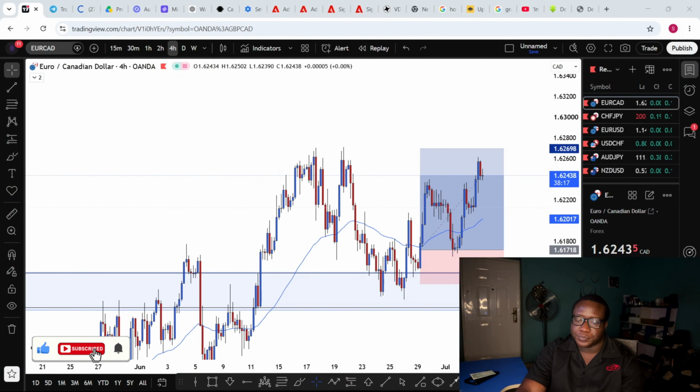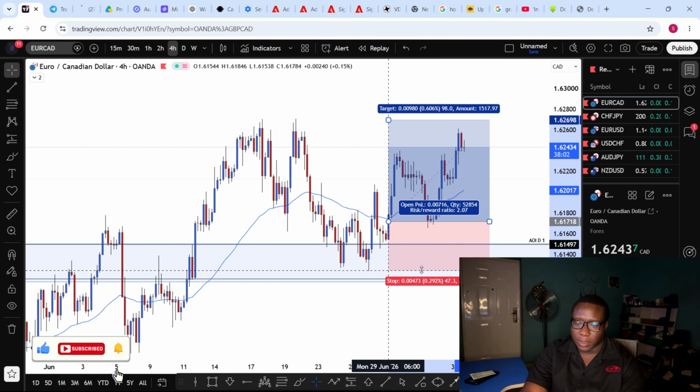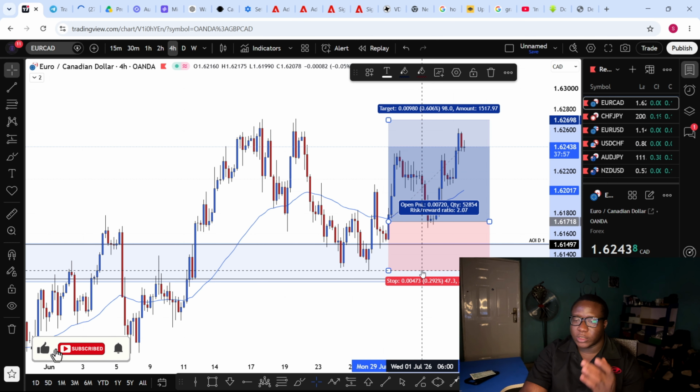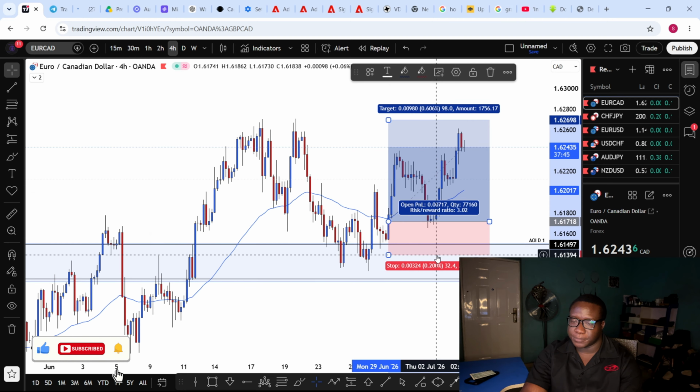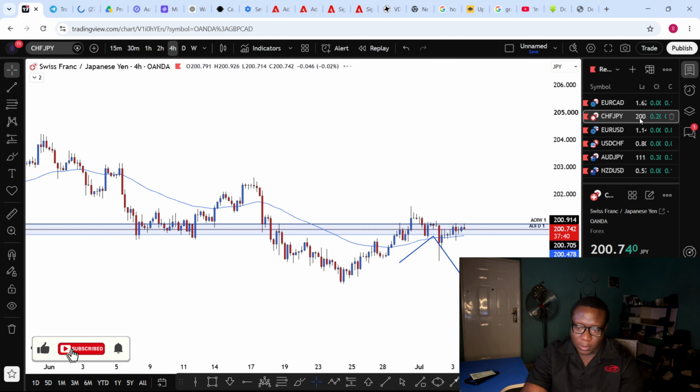So as you can see, we took this Euro card trade this week. We got to take profit, because the stop loss was around here. So we did get our 1 to 2 risk to reward run. You can see, it's a very beautiful trade.